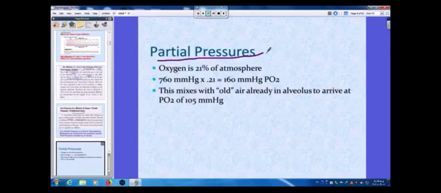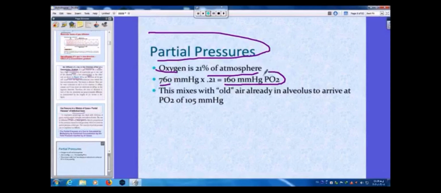Therefore, the partial pressure, for example, for oxygen, is 21% of the atmosphere, and 760 millimeters mercury multiplied by 0.21 means 160 millimeters mercury for the pressure of oxygen. This mixes with old air already in the alveolus to arrive at a PO2 of 104 or 105 millimeters mercury.